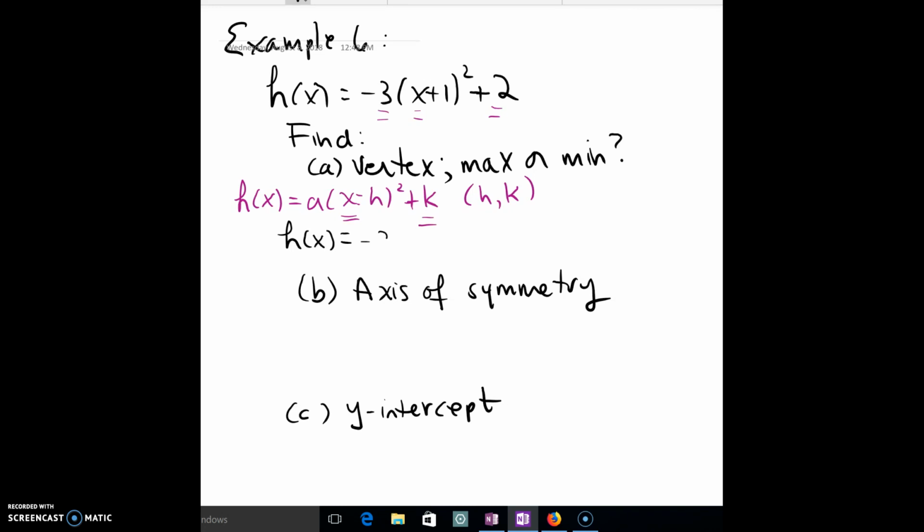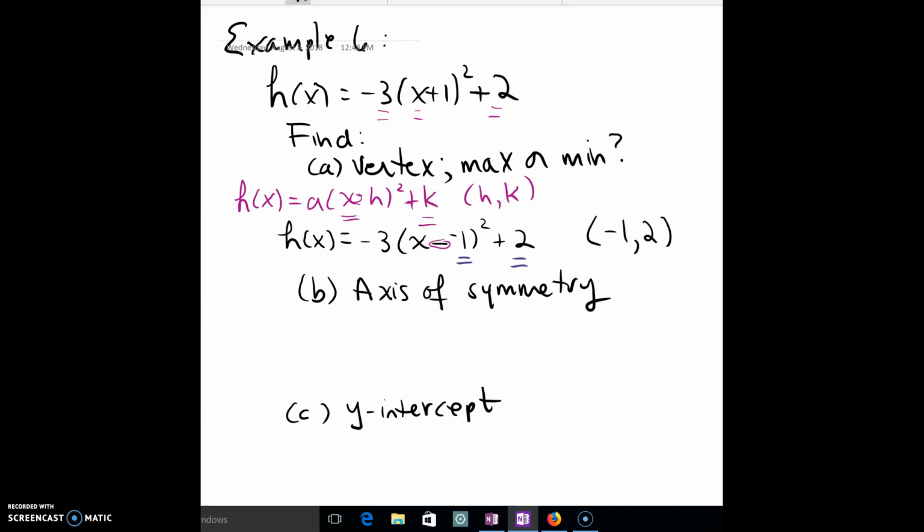So we can call that negative 3 times (x. Now remember, addition is the same thing as subtracting a negative. So I'm going to call that x minus negative 1) quantity squared plus 2. And so in that manner, we now have subtraction, which is what we have in standard form over here. So this tells us that we have a vertex of negative 1, 2. Putting it in that standard form gives us that vertex of negative 1, 2.